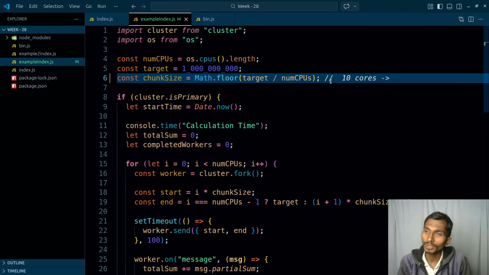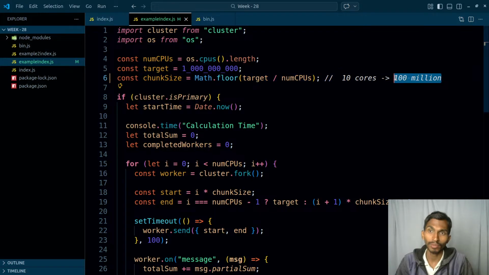Suppose I have 10 cores in my CPU. In that case, I will have 100 million. Yeah, that's right. I'll have 100 million part. So this is going to be the chunk, 100 million part of the whole process, and then till 100 million I will be calculating in one thread. Then from 100 million to the second 100 million, that is 200 million, the second thread will be handling that.